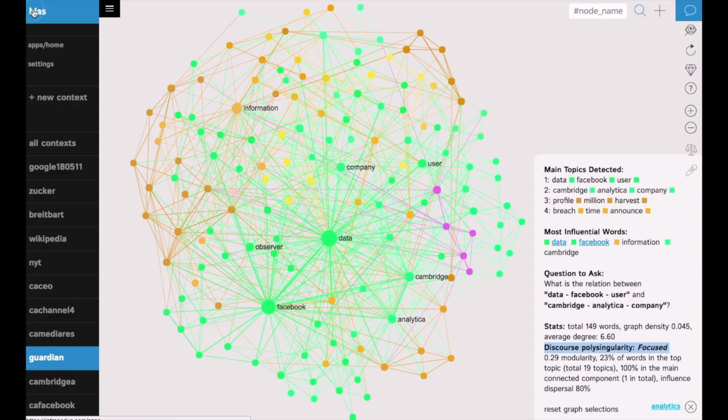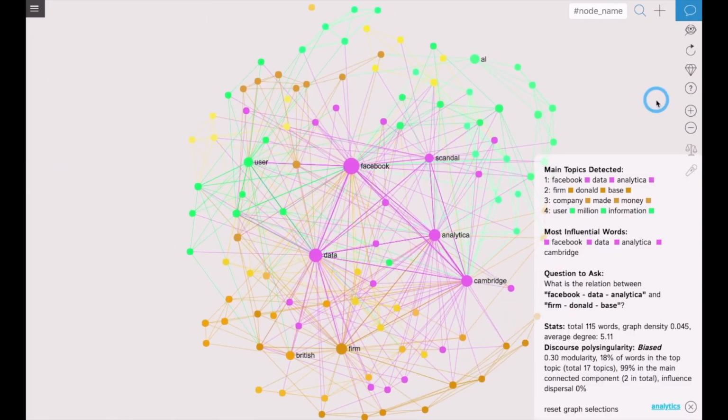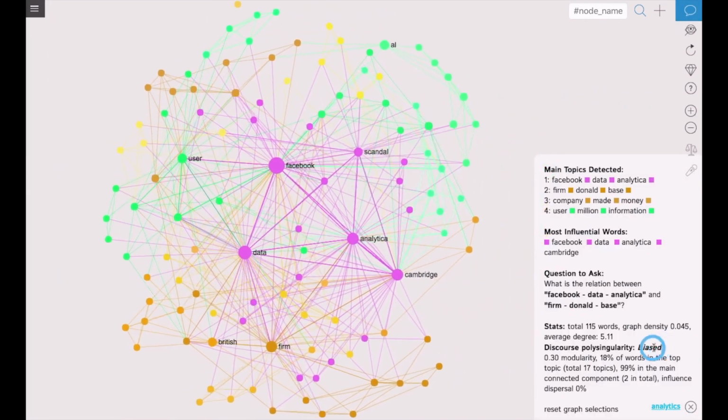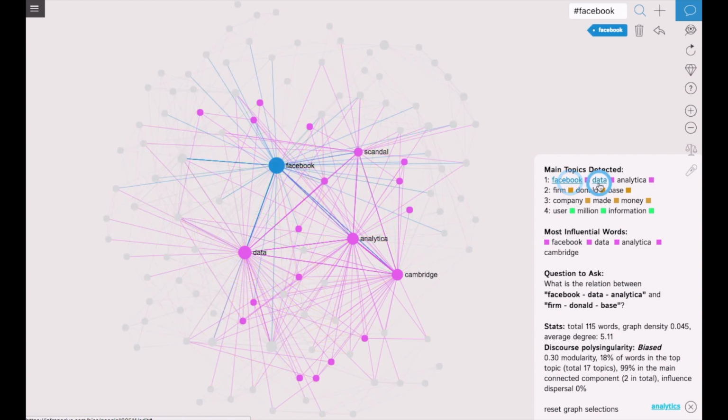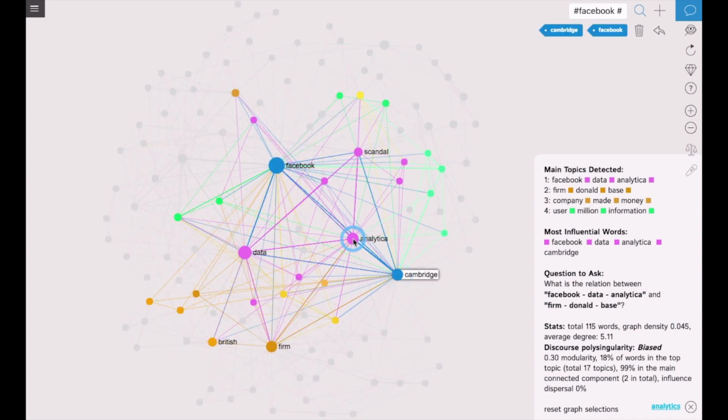Another interesting example is to look at the Google search results on the search terms Cambridge Analytica Facebook. We will see that in this case, the discourse polysingularity score is biased. And that means that there is one topic, one cluster of nodes, which overtakes the whole network. So that means that the whole discourse is sort of rotating around those terms, and it doesn't really leave space for other perspectives in this text.